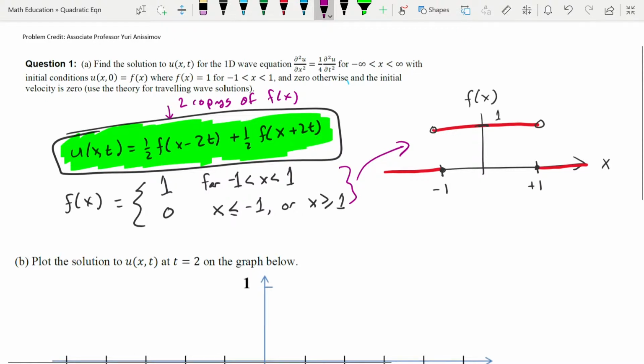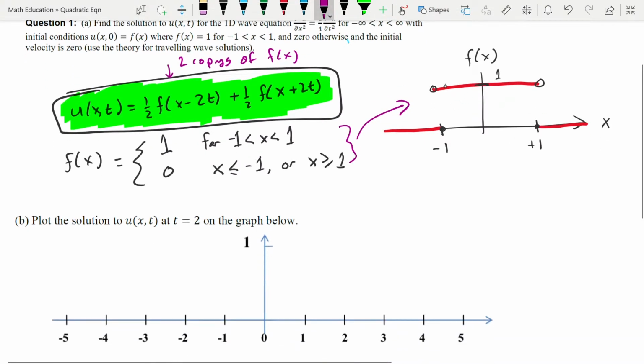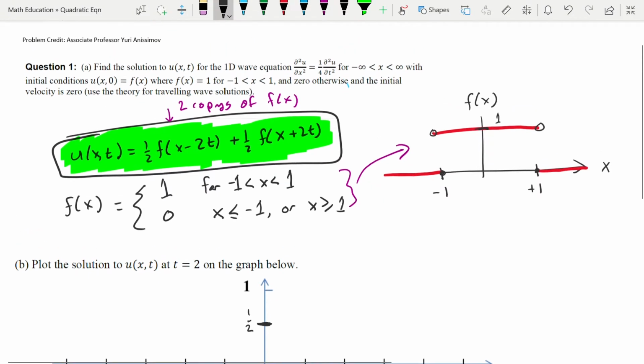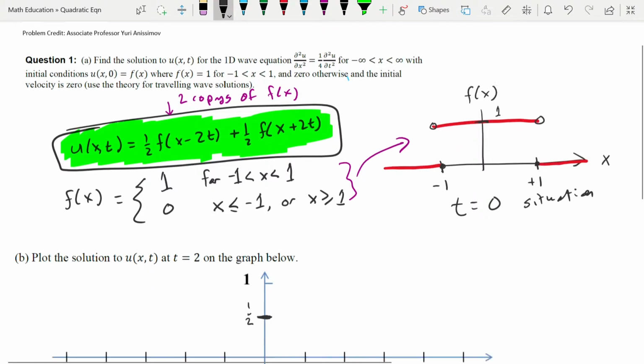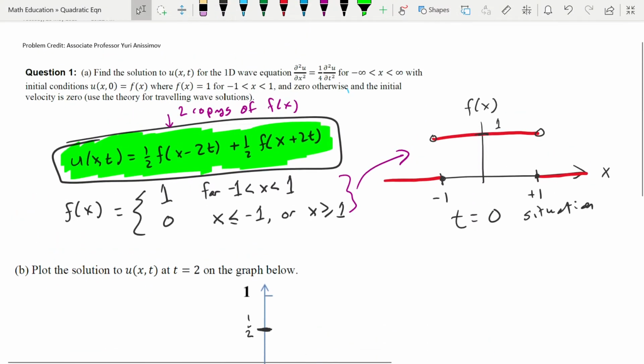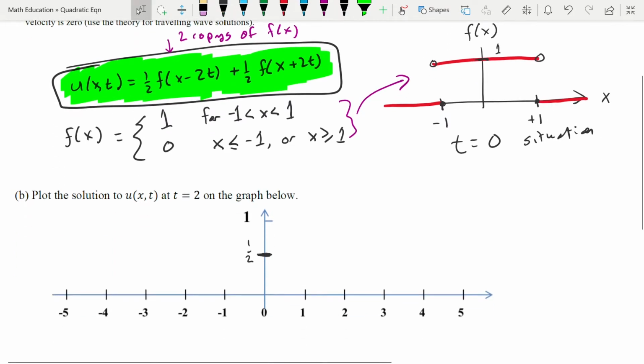Now, we've got two copies, and they've got an amplitude of 1/2. So instead of going up to an amplitude of 1, we should be going up to an amplitude of 1/2. So I'm going to start off by drawing a 1/2 there. So you'll also notice that this is the t is equal to 0 situation that I happen to have drawn here. So we're just using this as scratch. This is not part of our final answer.